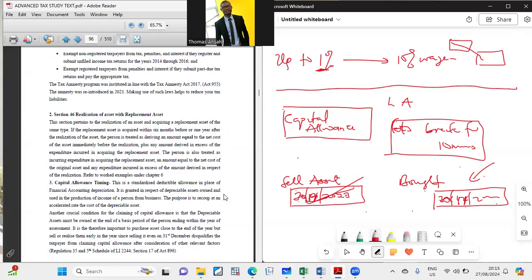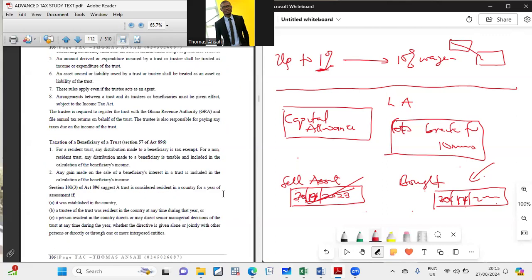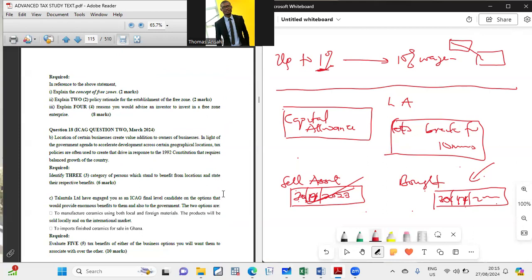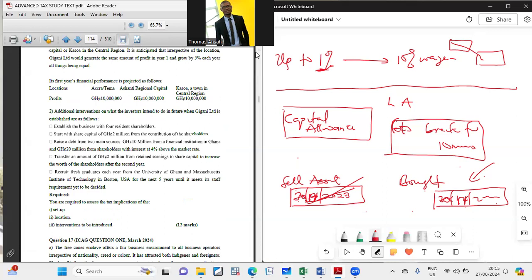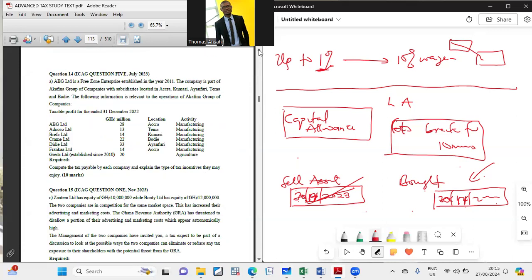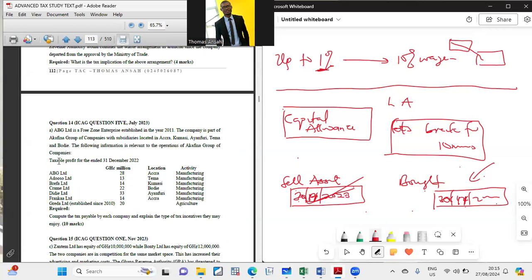Let me show you something before I end the class. When we are done, we will go into the past questions. These are the past questions. For example, this one: explain the concept of prison. Explain 2 policy rationales for the establishment of prison. There are questions that you need to answer, so when you are learning, you have to be very careful. Now, again, you see something like this: compute the tax payable for each of the companies. Explain the tax incentive that they enjoy.